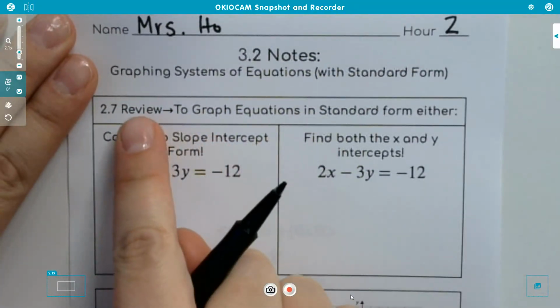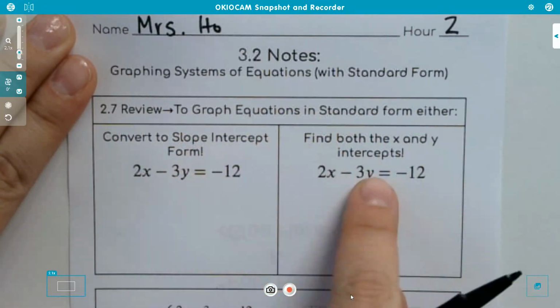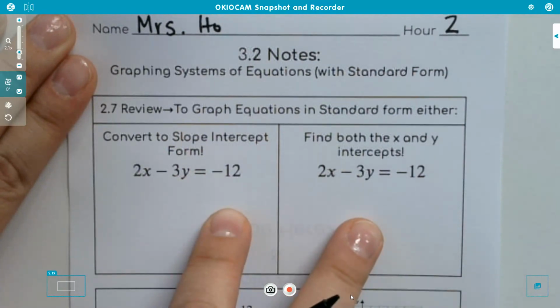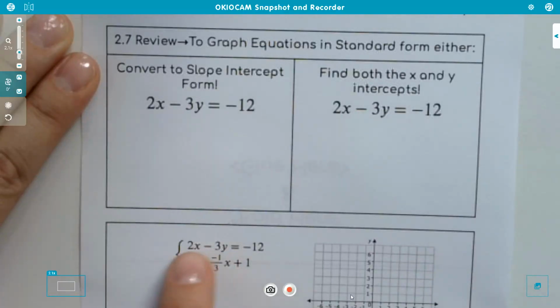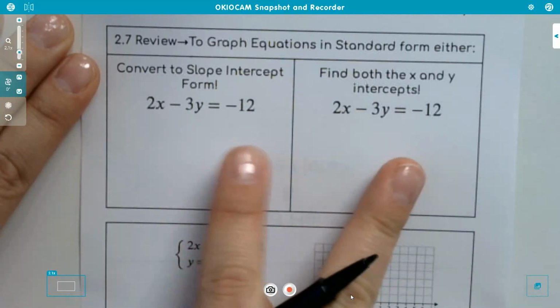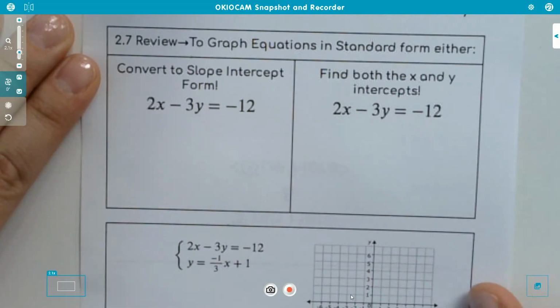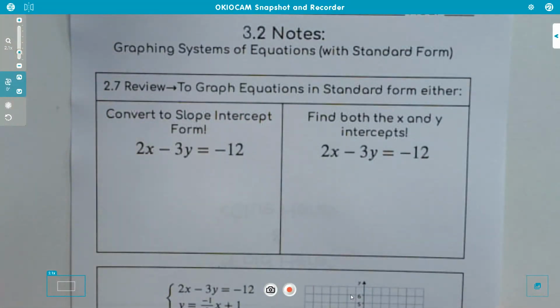Okay, like I said, your quick write was based on 2.7. We graphed equations in standard form. We had two methods. We are going to review both methods real quick. For this problem, this equation is one of your equations that's in this first one. And so you'll be able to see it happening either way here. And then for the other ones, we'll do one with intercepts, one with converting. So, to graph an equation in standard form, the first option is to convert.